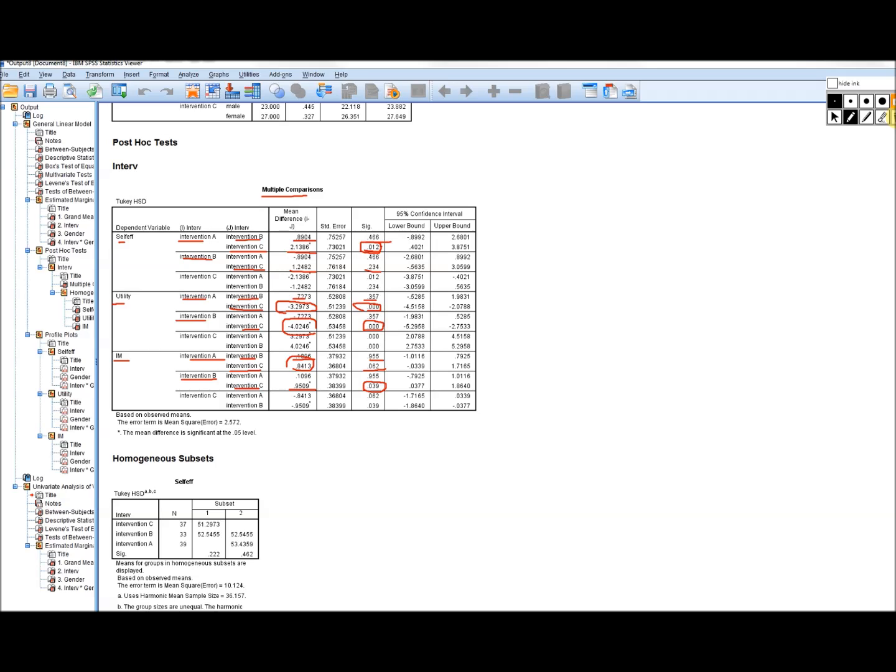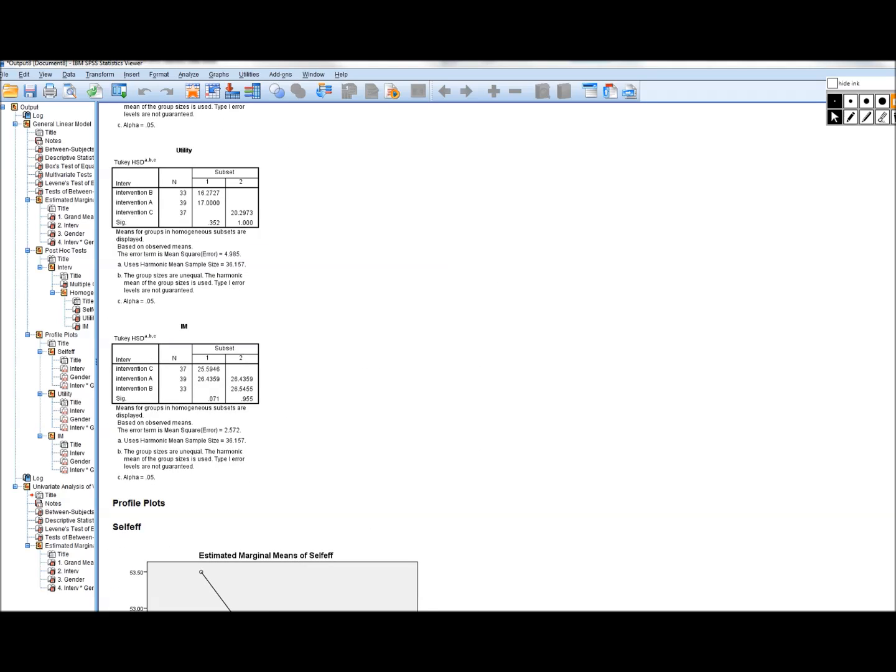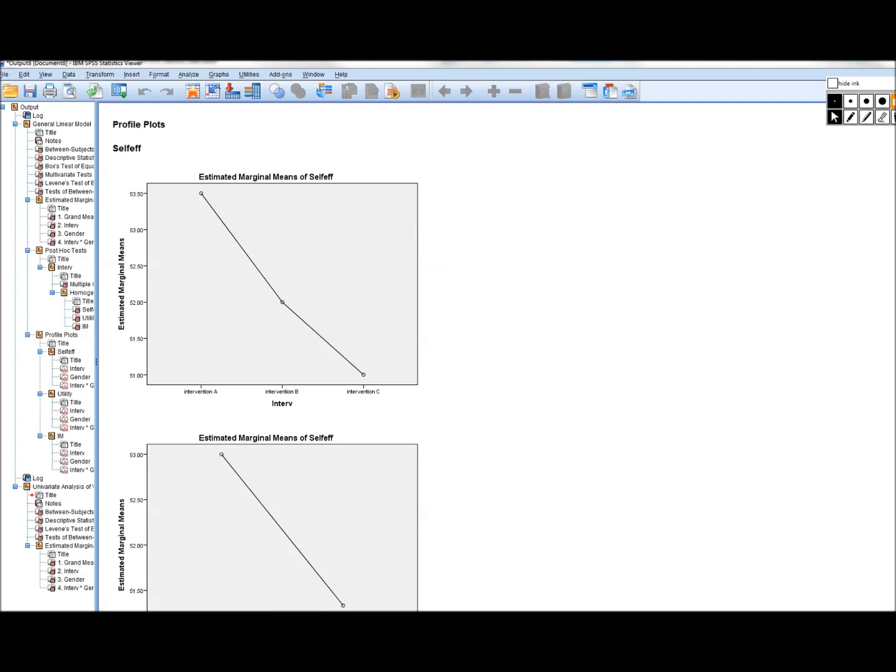So the Tukey follow-up tests would be useful post hoc or exploratory analyses as follow-ups to the univariate ANOVA results that are presented up above. If you want to further look at the means using means plots, you can see for self-efficacy that there's intervention A, the mean for that group, B, and then C for this group, right? The mean for that group on self-efficacy.